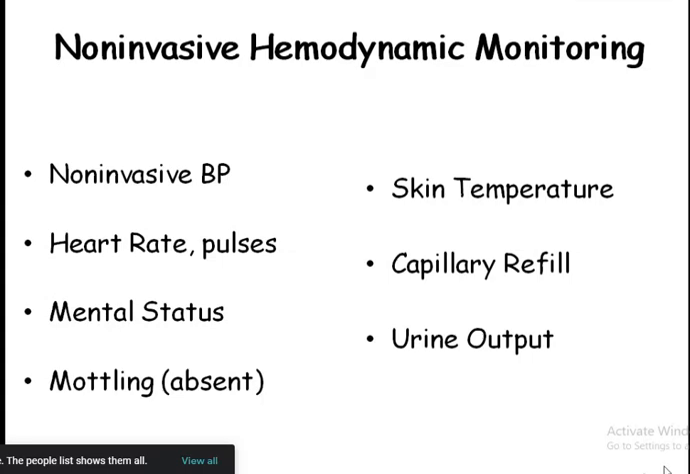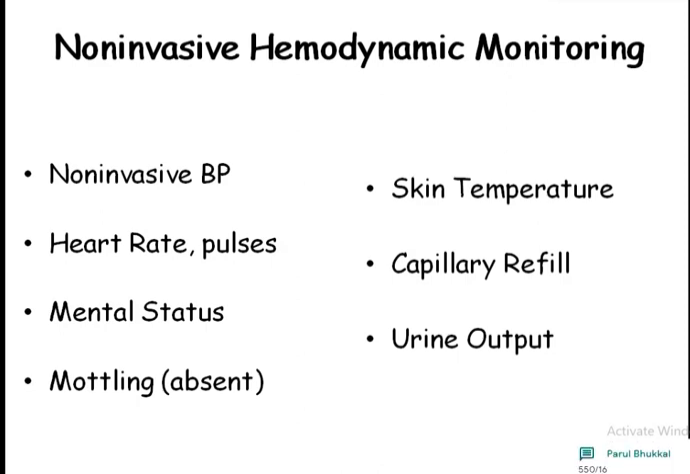Hemodynamic monitoring: whenever a patient presents to you, your monitoring of the hemodynamics starts with the very first sight of the patient. So how? You see the color of the skin, you see the temperature, then you can see the pulse rate by simply palpating the peripheral pulse or the central pulse. You can see the mental status of the patient.